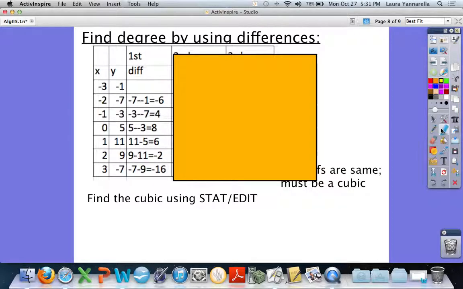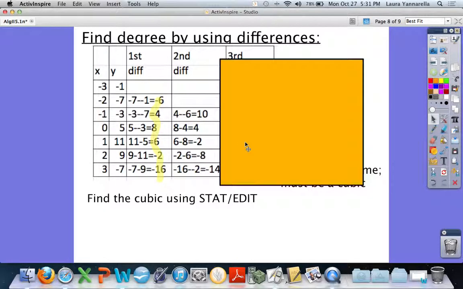We're looking for a constant in this last column, which we don't have, so we have to find the differences one more time using the new numbers. 4 minus negative 6 is 10, 8 minus 4 is 4, 6 minus 8 is 2, negative 2 minus 6 is negative 8, and 16 minus negative 2 is negative 14. And again, we do not have constant numbers, so we must go once more.